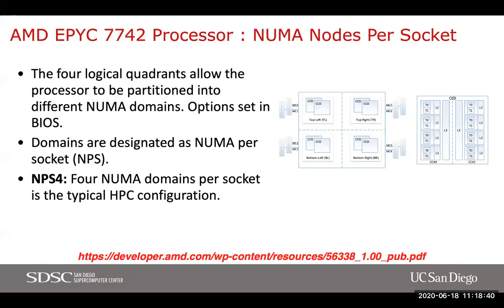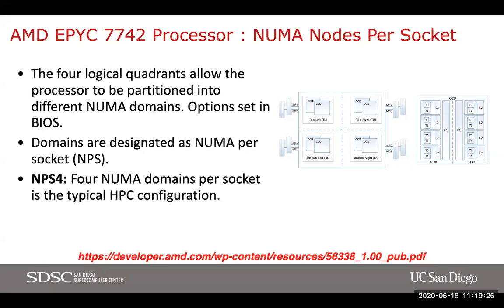So once you have the CCD and you know that you have 8 memory channels, there are several ways you can split that up into NUMA nodes. There are 4 logical quadrants that allow the processor to be partitioned into different NUMA domains. The options are set in BIOS, so it's a reboot if you want to change it. But for this setting at least, we probably wouldn't be changing it, because for an HPC kind of workload, you have 4 NUMA domains per socket, and that works fine. Most HPC codes can be NUMA aware, and you can always give users help with the binding aspects of things.